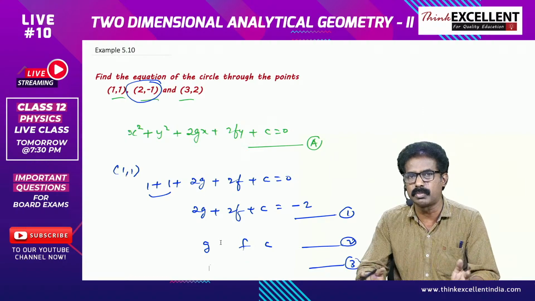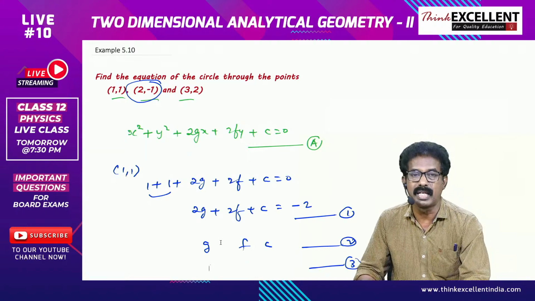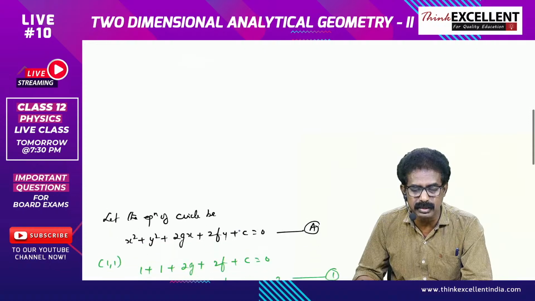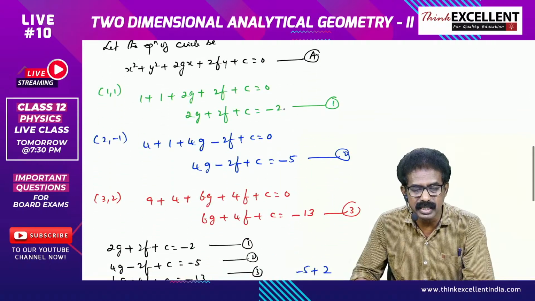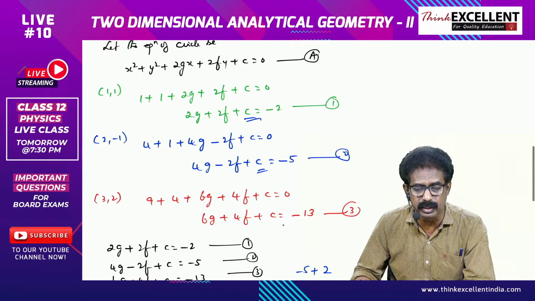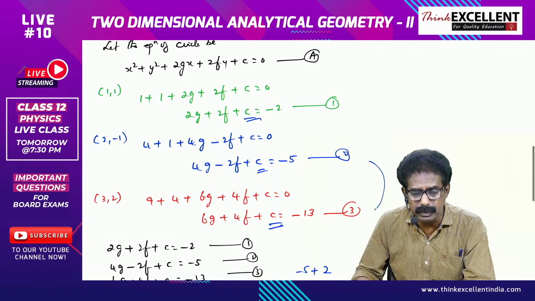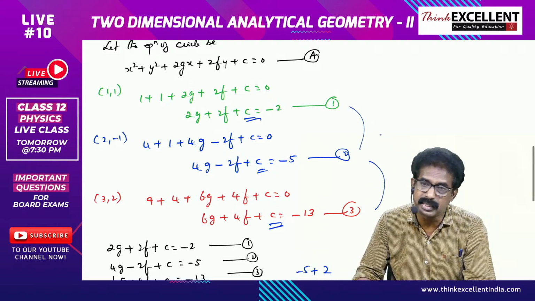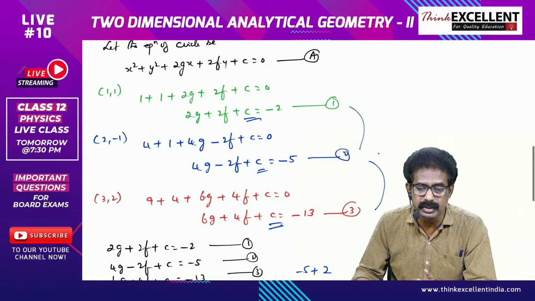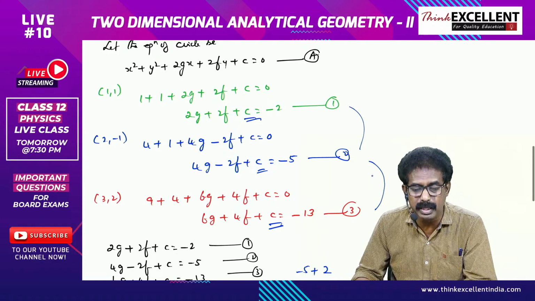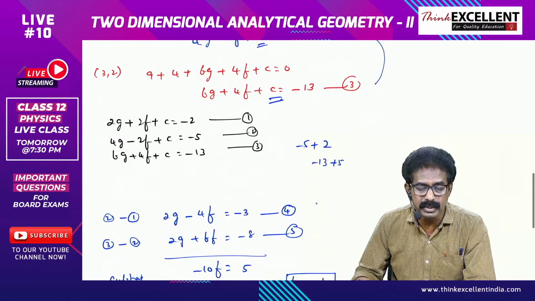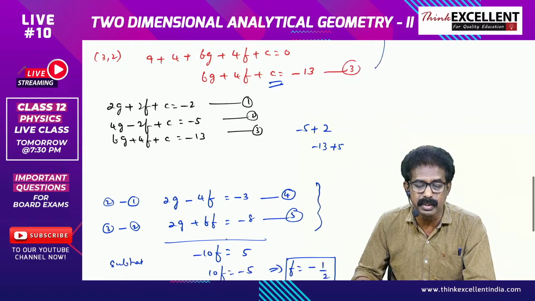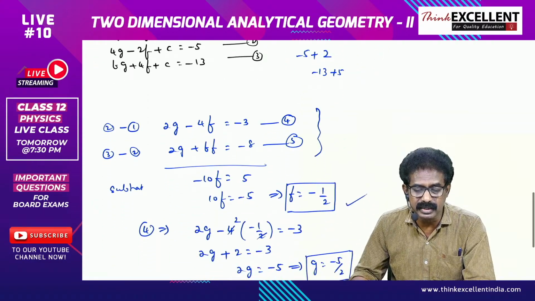Solve with any method, but the easy method is elimination. Please practice it. Elimination method is not tough. You can easily eliminate C. Subtract equations 1 and 2, C is eliminated and you get one equation in G and F. Subtract 2 and 3, C will be eliminated. You will get 2 equations in G and F. Solve them easily and find G and F.